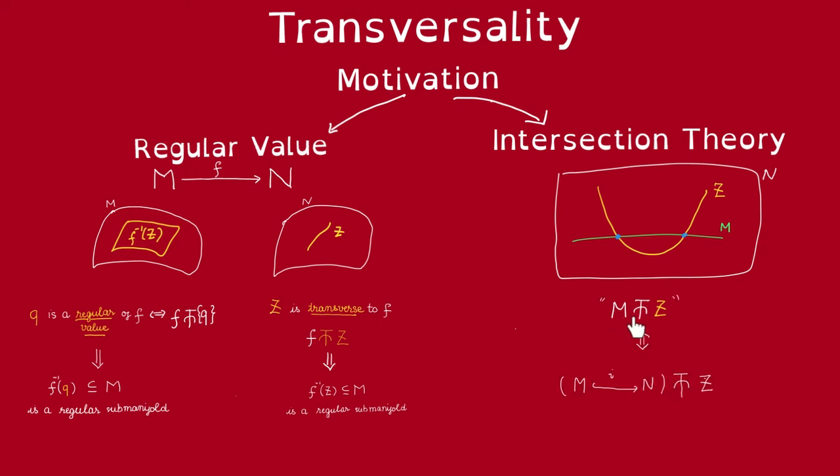Well, by definition, M and Z are transversal if and only if Z is transversal to the inclusion map from M into N. I just noticed here that I wrote transverse instead of transversal. It should be transversal. Sorry, I'm really too lazy to re-record this video. Alright, so those are two ways we can motivate the definition of transversality. Next up, we're gonna give a formal definition.